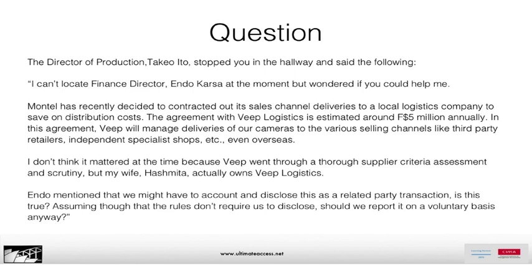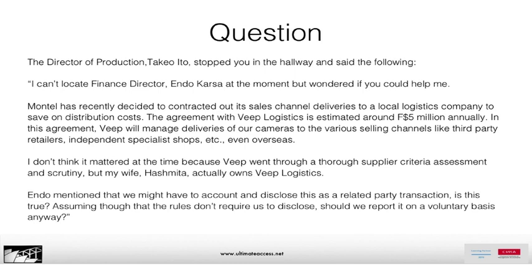I don't think it mattered at the time because Veep went through a thorough supplier criteria assessment and scrutiny, but my wife Hashmita actually owns Veep Logistics. Endo mentioned that we might have to account and disclose this as a related party transaction. Is this true? Assuming though that the rules don't require us to disclose, should we report it on a voluntary basis anyway?